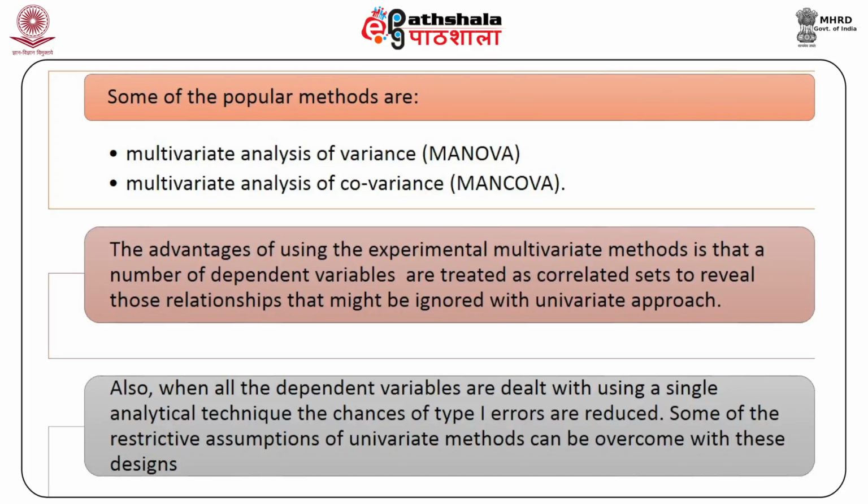Some of the popular methods are multivariate analysis of variance, that is MANOVA, and multivariate analysis of covariance, which we are going to call MANCOVA. The advantages of using the experimental multivariate methods is that a number of dependent variables are treated as correlated sets to reveal those relationships that might be ignored with a univariate approach. Also, when all the dependent variables are dealt with using a single analytical technique, the chances of type 1 errors are reduced. Some of the restrictive assumptions of univariate methods can also be easily overcome if we apply these multivariate methods and research designs.